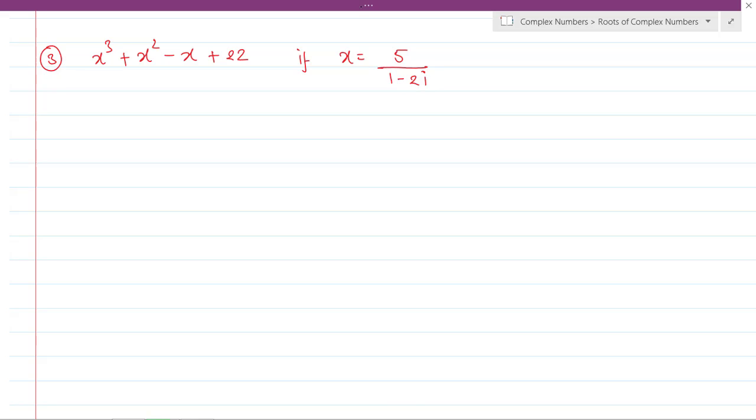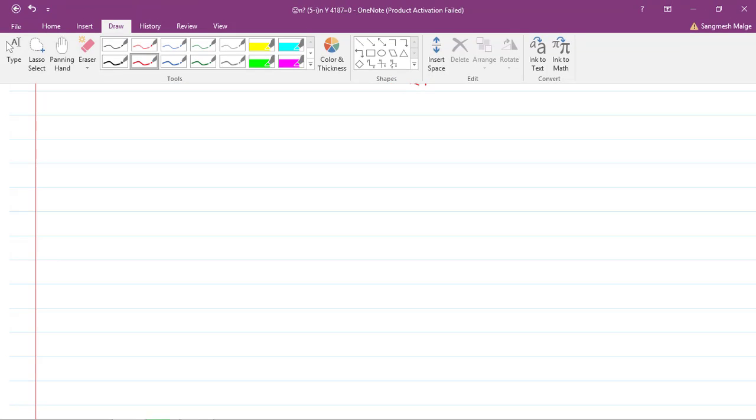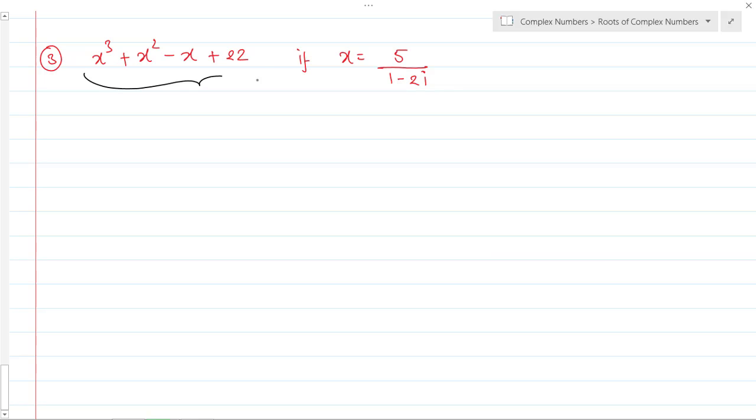So our first step is, this becomes my capital D and this becomes my small d. Small d means the divisor. This is my dividend, this is my divisor. So first let's convert this divisor into a small polynomial.